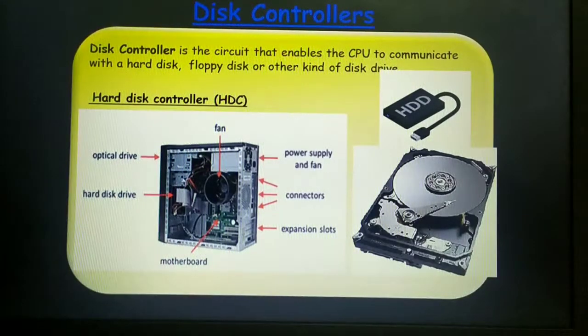Whenever your hard disk is connected to your computer system, go to My Computer. Just as you have the C drive and D drive, an icon will appear in My Computer showing your external hard disk device name. So that is nothing but the hard disk controller.